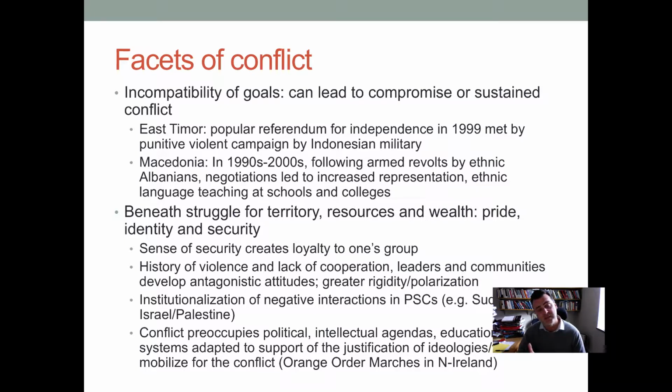We're looking at an institutionalization of negative interactions in protracted social conflicts. Looking at Sudan, Israel, Palestine, of course, would be a prime example, where this perception of enmity, or the enmity itself and hostility, really has been handed down from generation to generation. That affects the communities, that affects both nations, not only the current generation, but it goes back and is likely to affect future generations. And then also, conflict preoccupies political and intellectual agendas, and educational systems are being used to support or justify certain values or ideologies.